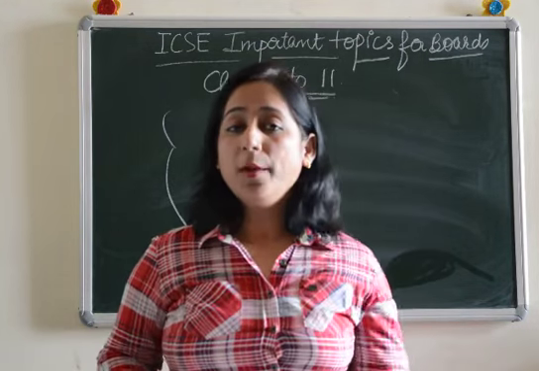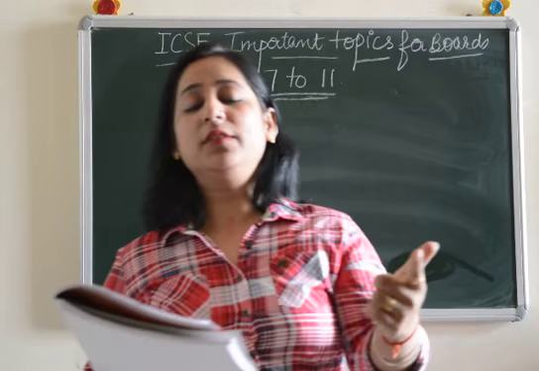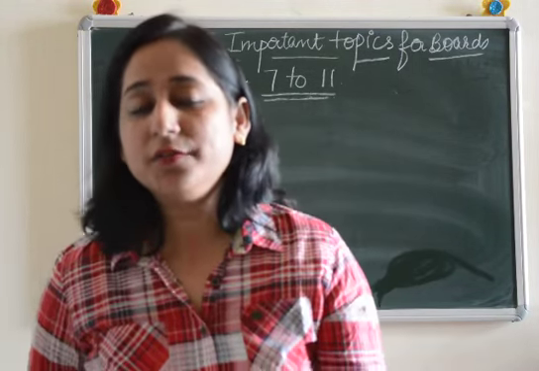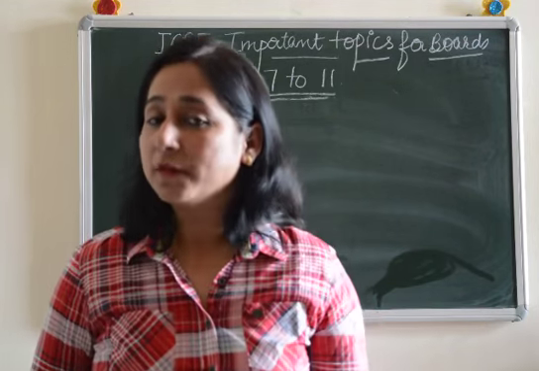Now this is all about chapter number 7 to 11, that is circulatory system, excretory system, nervous system, endocrine system and reproductive system. All these 5 chapters are covered here. These are the important topics of the 5 chapters.